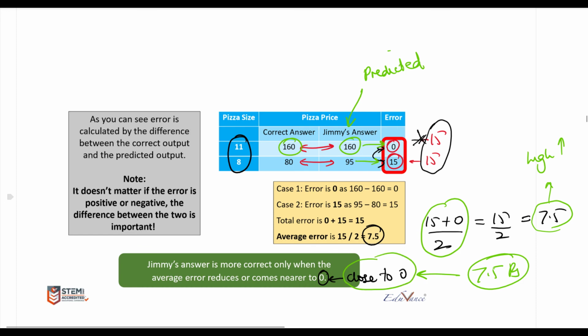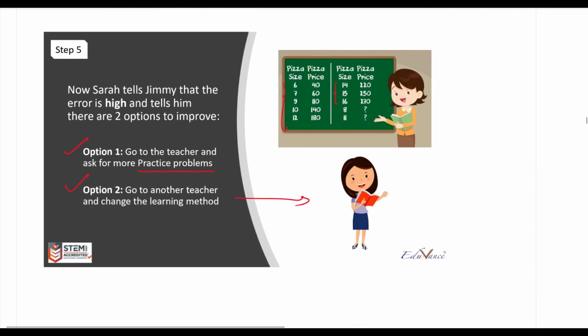So now there are 2 options in front of Jimmy. He has to increase his learning data, which is look at more pizza sizes, or he needs to change the teacher. So we shall look at that in the next lecture. I hope the concept in this lecture was clear.